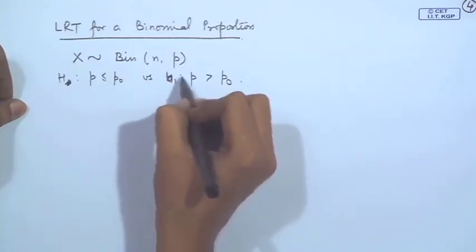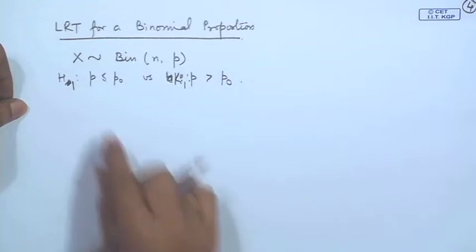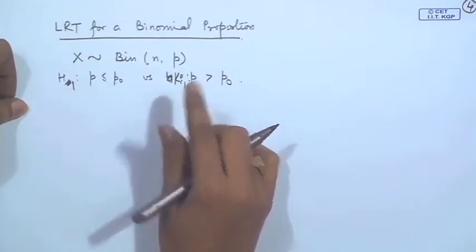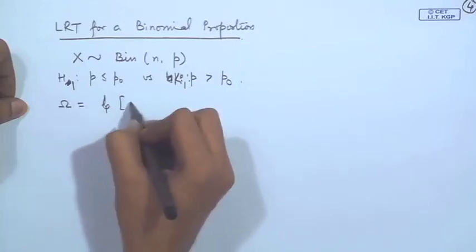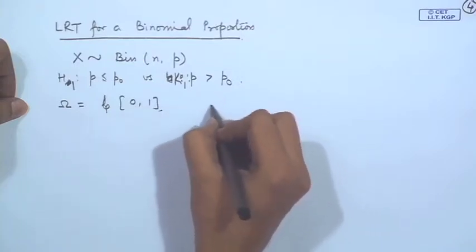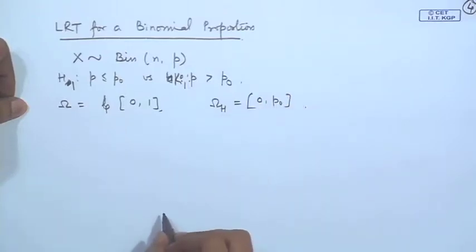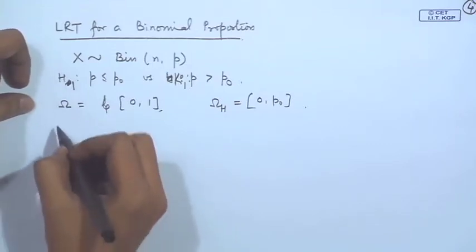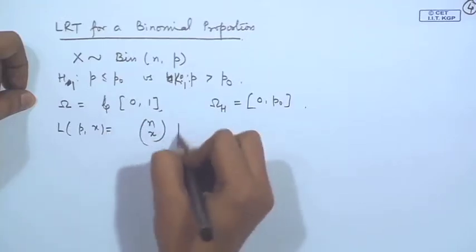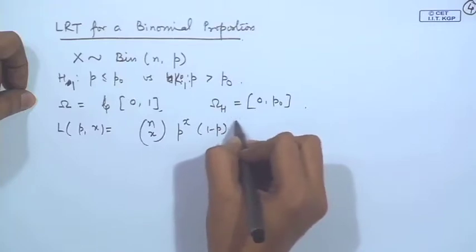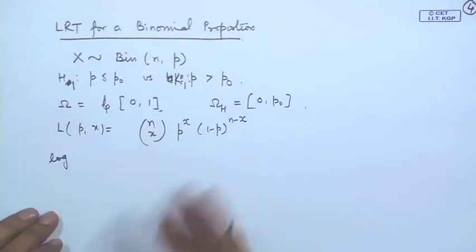Let me write it as H1, K1, following our usual convention for one sided testing problem, H1 and this is K1. Now, your full parameter space is the interval 0 to 1 and omega H is 0 to p naught. Now, let us write down the likelihood function. So, L(p, x) is nCx p to the power x (1 minus p) to the power n minus x. We have actually discussed in detail the maximum likelihood estimator for this problem.